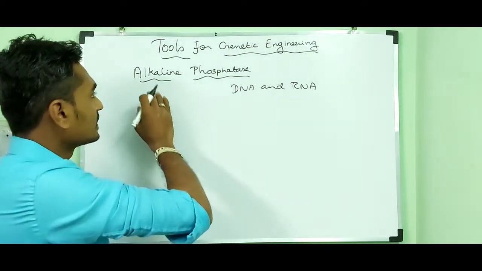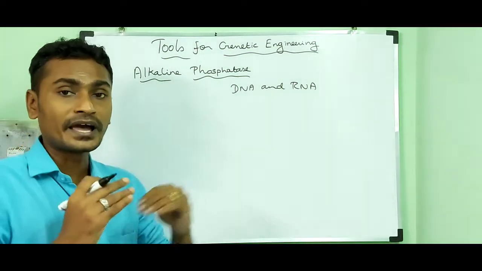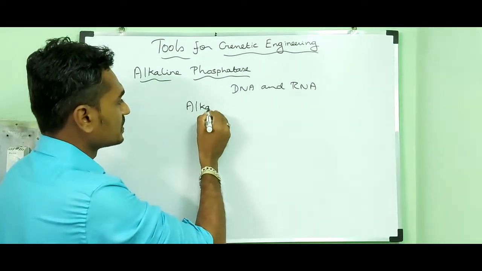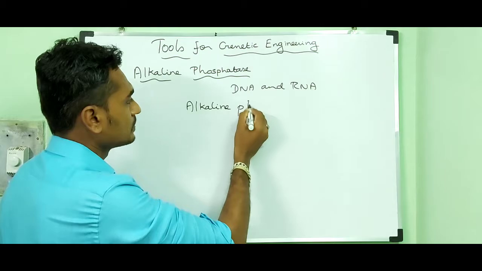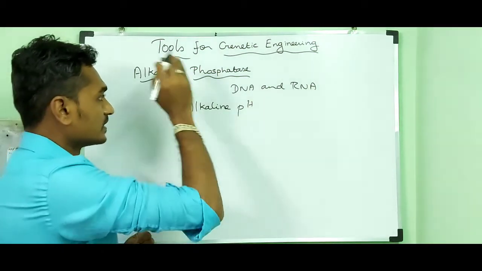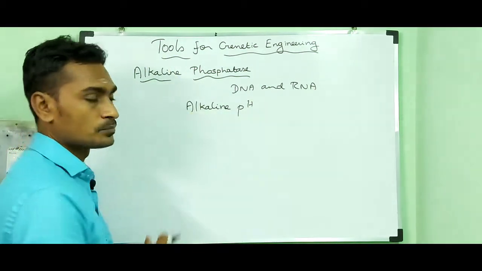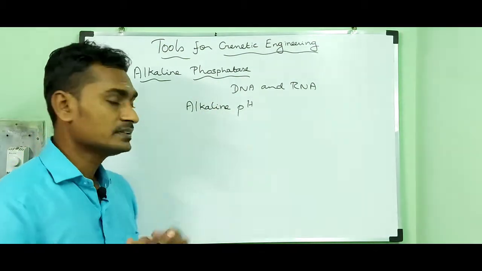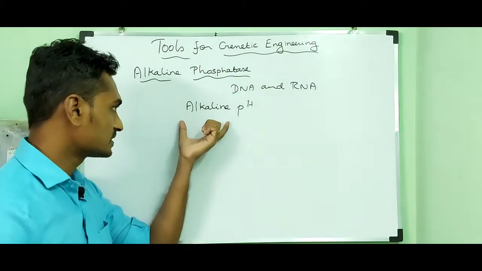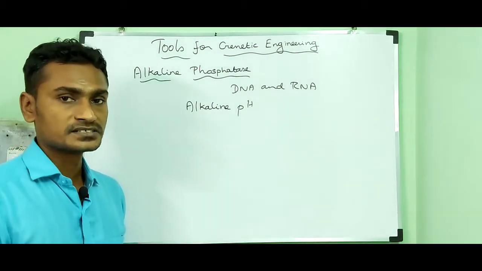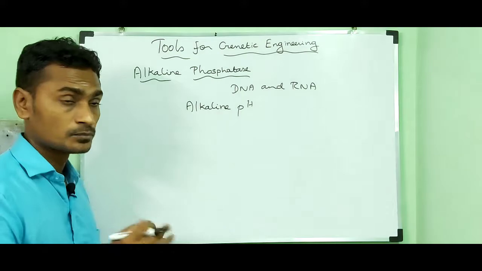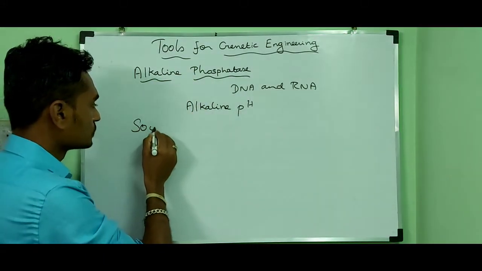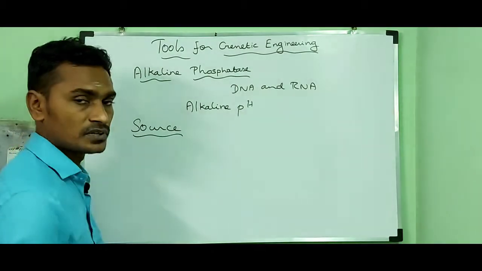protein. Then alkaline phosphatases are more active at alkaline pH. That is why that enzyme is called alkaline phosphatase. So this enzyme is more active at alkaline pH. That is why they are called alkaline phosphatase enzyme. Then I am going to tell about the source of alkaline phosphatase enzymes.